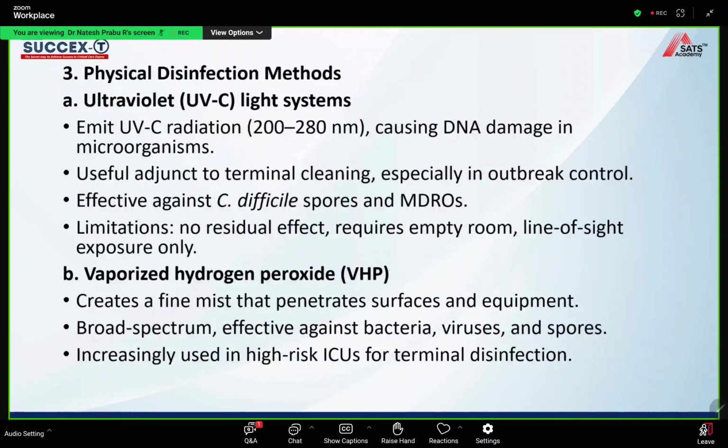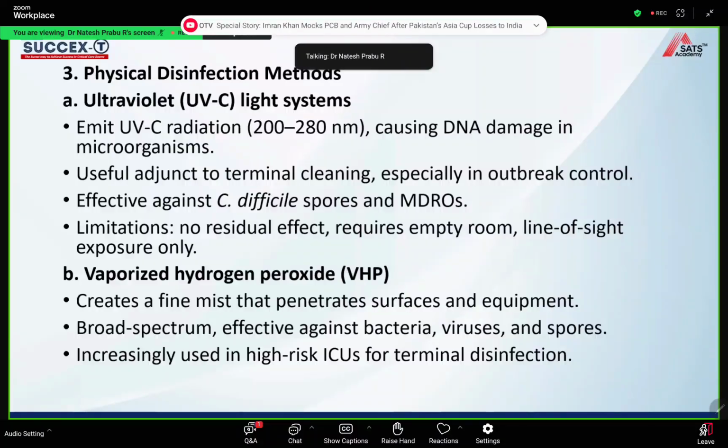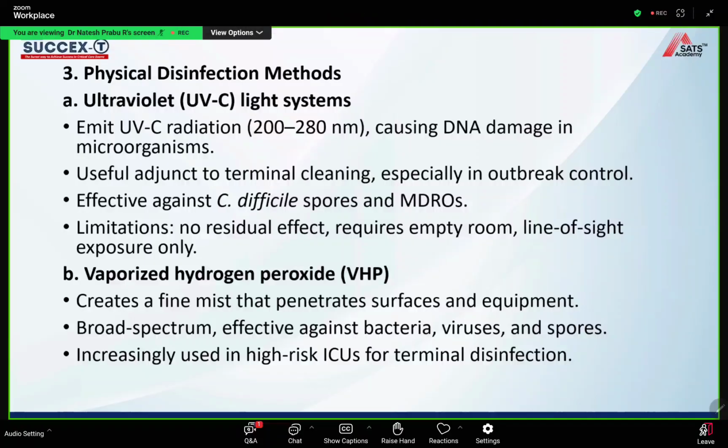Coming on to physical disinfection methods. We have ultraviolet light systems. They emit ultraviolet C radiation, causing DNA damage in microorganisms. It's a useful adjunct to terminal cleaning, especially in outbreak control, and it's effective against spores as well as MDR organisms. Limitations include no residual effect, requiring an empty room, and line-of-sight exposure only. So this is about ultraviolet light systems.